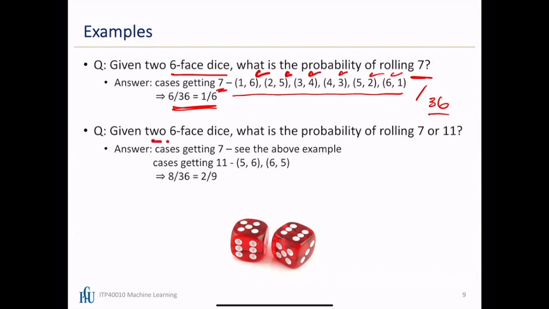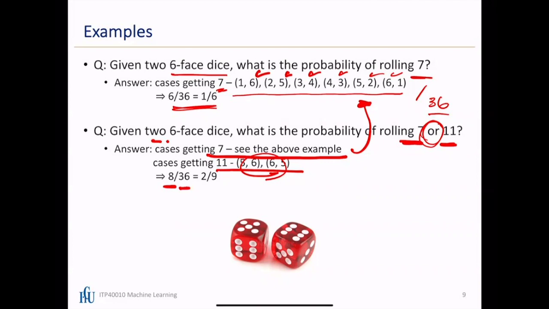Again, you have two 6-faced dice, and you want the probability of rolling 7 or 11. So here we have "or." In this case, we consider all possible cases making 7 and all possible cases that roll 11. There are 2 more cases on top of the previous cases that we sorted out, so we have a total of 8 possible cases that make 7 or 11, divided by 36, and that will give you the probability.